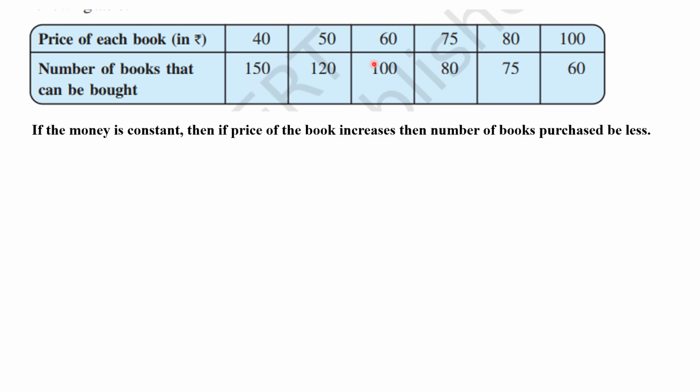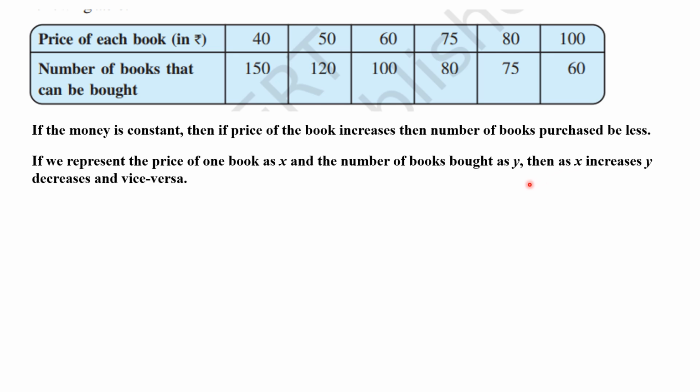So if the price of the book is increasing, the number of books purchased will be less because books are becoming more costly. So if I represent the price of a book as X and the number of books purchased as Y, then what happens? As the price of one book is increasing, the number of copies which I can buy is decreasing, isn't it? And what happens to the product of X and Y?